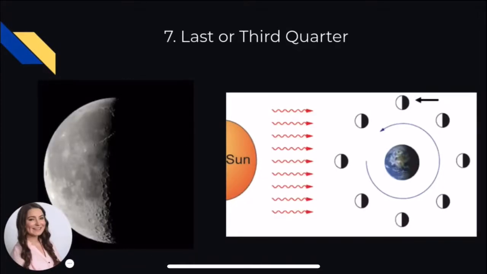The next phase is the last or third quarter, when the entire left half of the moon appears illuminated. At this point, less than half. At this phase, the moon looks like a half circle again. This lasts for only one night.